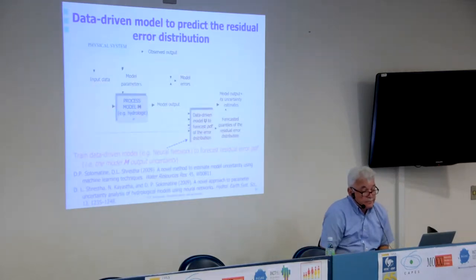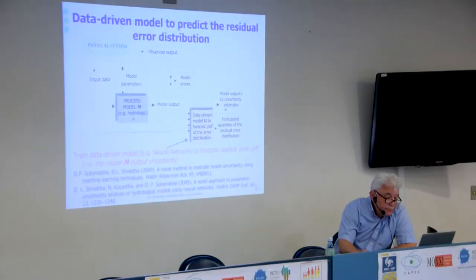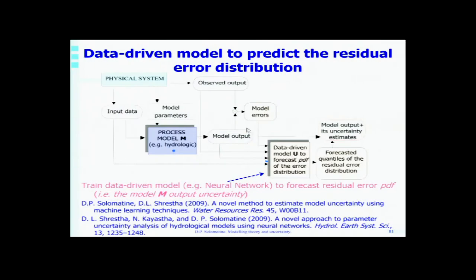Next step is, why don't we, instead of predicting error, forecast the PDF of the error. So we forecast probabilistic properties of that error. And this is what we did in our unique method published in Water Resources Research and in other journals, because we had several variants of this with our PhD student Durga Lal Shrestha. So instead of predicting error, we predict properties of the PDF.